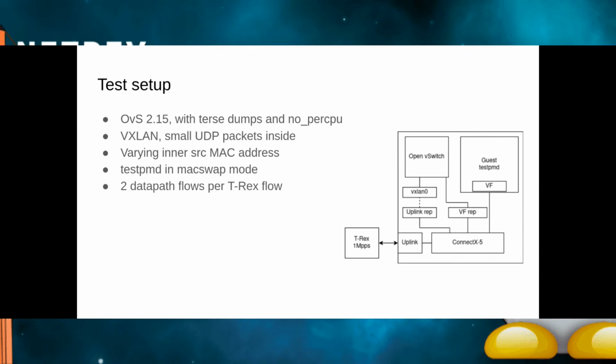We used a varying inner source MAC address, and the guest was running testpmd in MAC swap mode. With that, we can have one flow for packets that are inbound to the system and another one for packets that are outbound. So we have two data path flows per flow that T-Rex is generating. So we are stressing the control path for encapsulation and decapsulation at the same time.